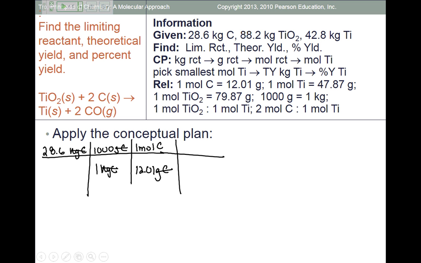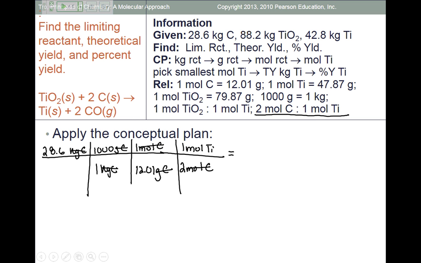So now we want to relate this to the moles of our product. So again, we're using our periodic table. Our 2 moles of carbon equals 1 mole of titanium. So our 2 moles of carbon is going to be at the bottom, so it cancels out. That's why I'm keeping that C. And 1 mole of titanium at the top. So this will give me this in moles.